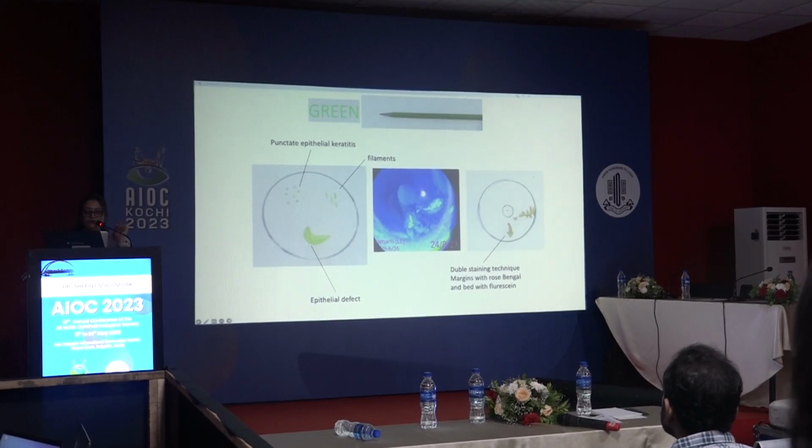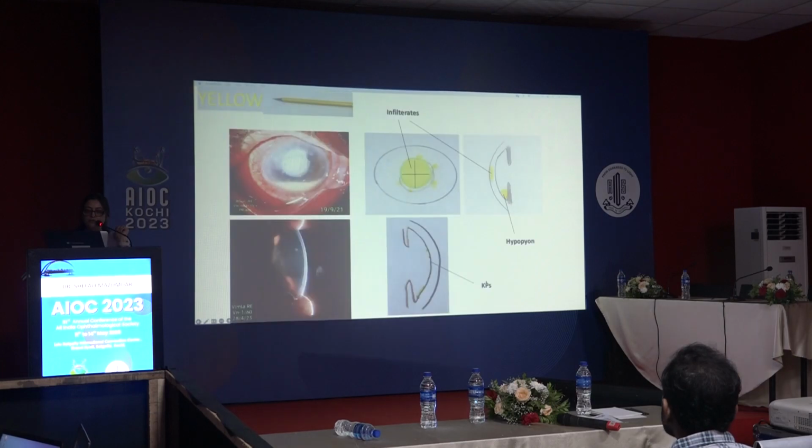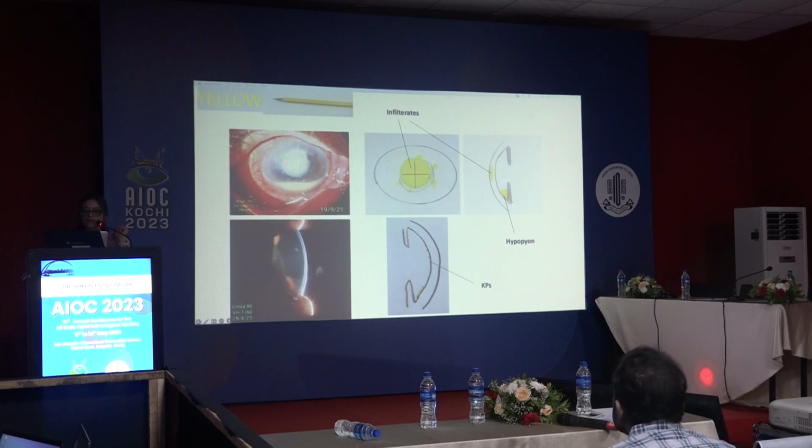But in cases of dendritic ulcer, we use two colors. So outer line is with red, showing the rose Bengal staining, and inside you color it with green, showing fluorescein staining. Now last is yellow color, and this was a case of fungal corneal ulcer with hypopyon. So with yellow, I'm showing the infiltrates, exudates, but outline you see I made it with green color, depicting that there is epithelial defect and there are so many exudates, and if satellite lesions are there, you show these lesions also with yellow.